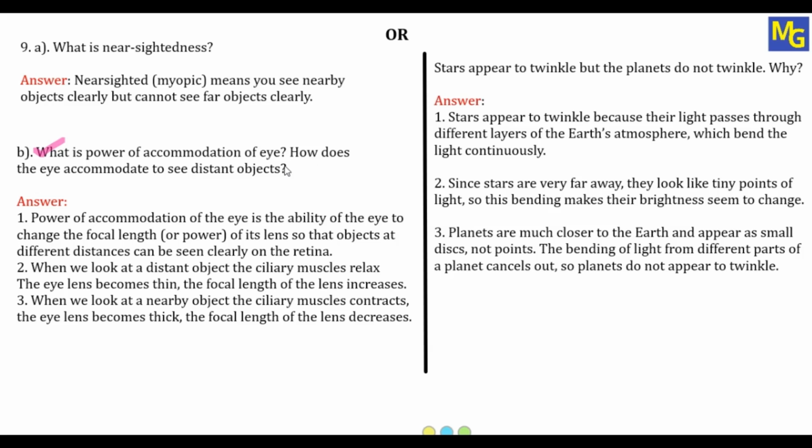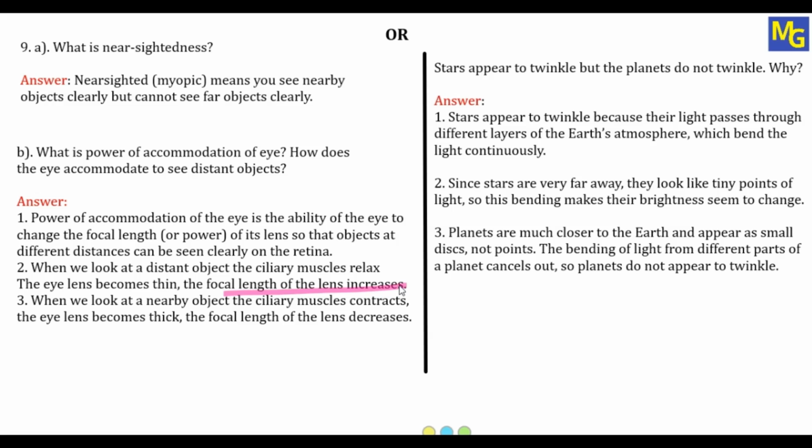Now the question is, how does the eye accommodate to see distant objects? Here I have given both the object present at a distance as well as nearby. According to the question, you have to write the answer. So see here, when we look at distant objects, the objects present at far distance, the ciliary muscles relax, the eye lens becomes thin and the focal length increases.